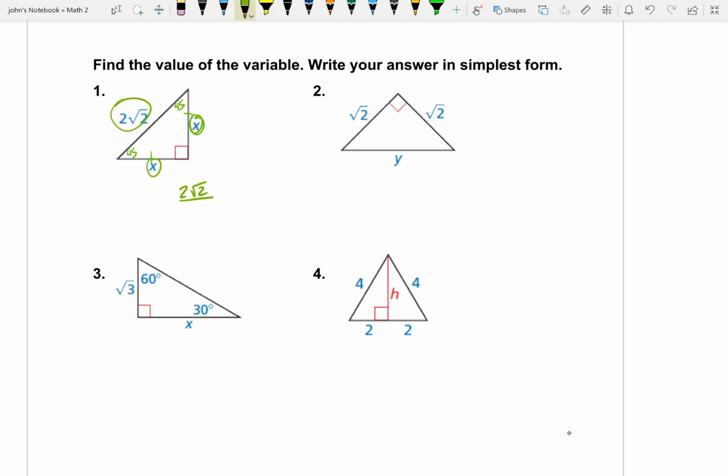I'm going to go 2 square root of 2 and divide by the square root of 2 to find that. So those reduce. So x has to be 2. Okay, and we've solved it. Let's come down here and do this number 4 right here.